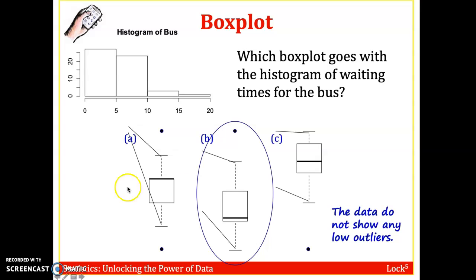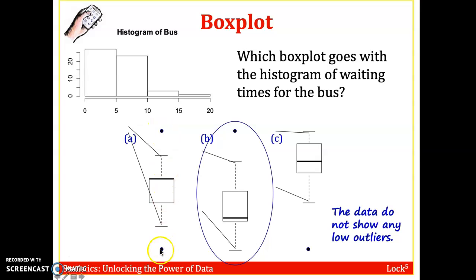But if I were looking at this, I would cross off C immediately because it looks like there's a right skew. There's some values that go up larger, so that means the upper tail should be larger. Now for A and B, both of those upper tails are larger, so A and B could work for that right skewness. But A and C also show a low outlier.